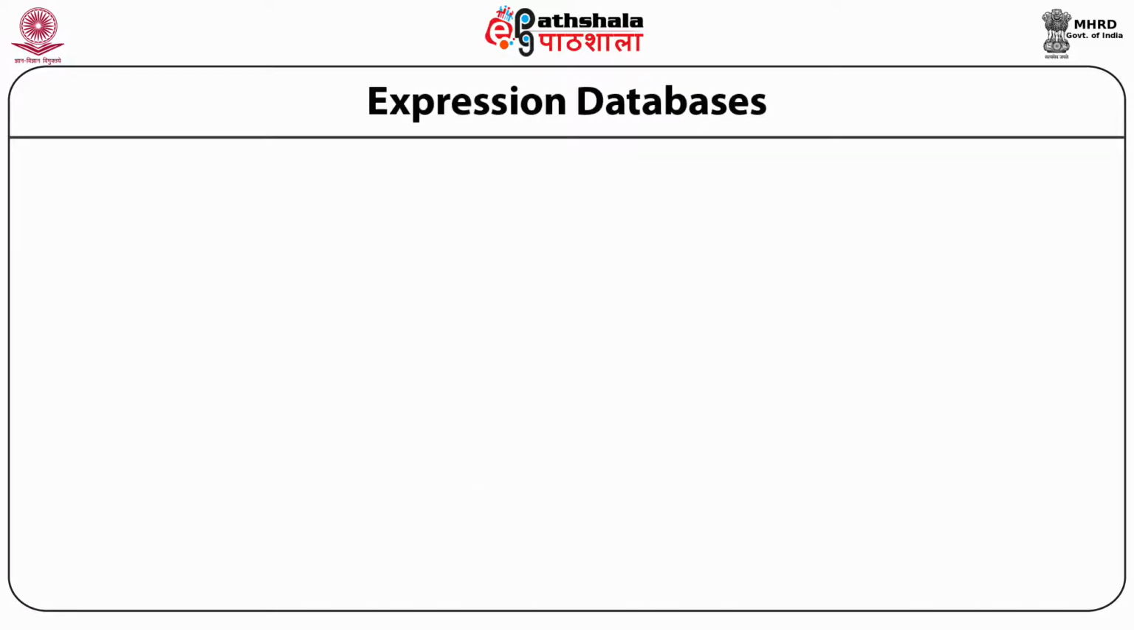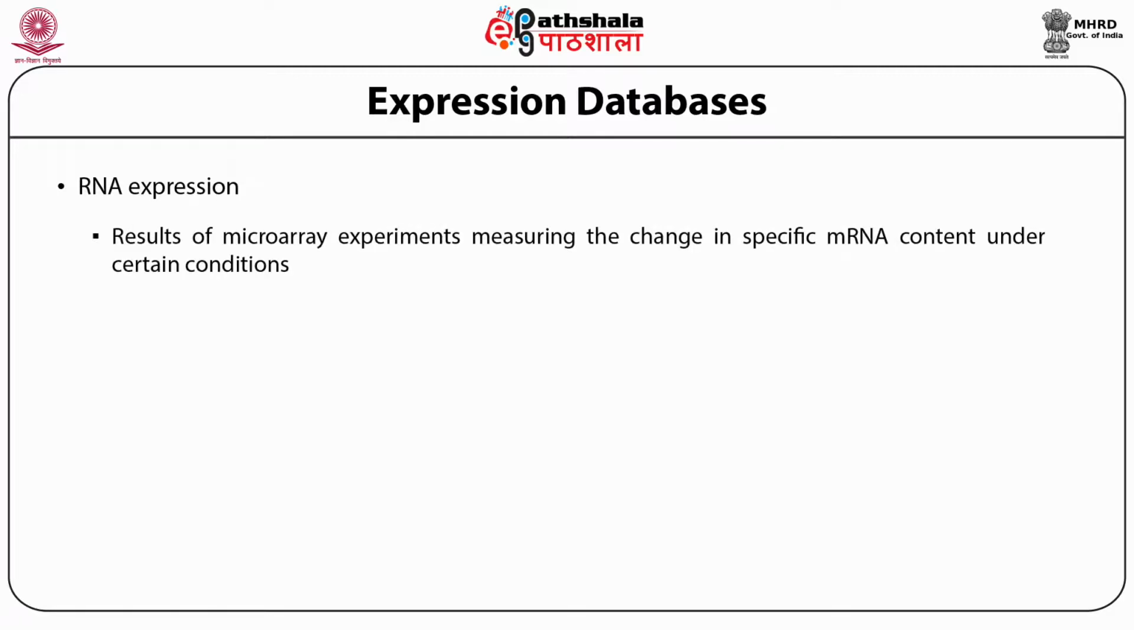You can see here the expression databases, which give an idea about the expression of different proteins or RNA, like the RNA expression database. These hold the results of microarray experiments measuring the change in specific mRNA content under certain conditions. And ArrayExpress at EBI and GEO at NCBI, although not user friendly, have very good information on what kind of messenger RNA is expressed in what condition, analyzed through microarray information.